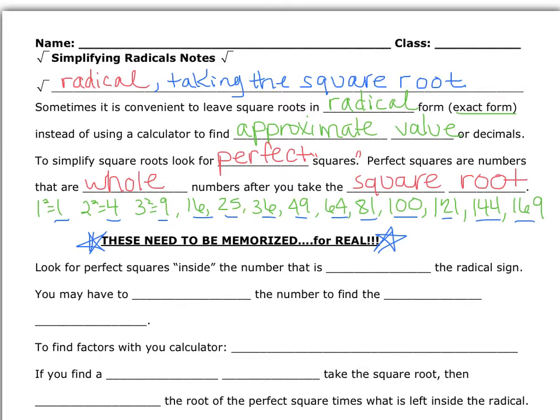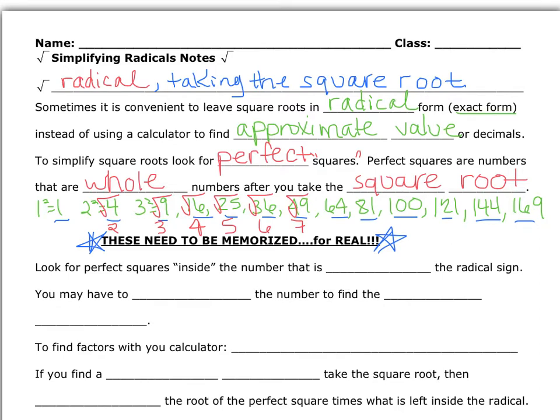Because anytime you take the square root of 4, you get 2. The square root of 9, you get 3. So anytime you take the square root of a perfect square, it's going to come out to a whole number. That's why it's called a perfect square, because it's perfect. It's nice and neat and pretty and whole.